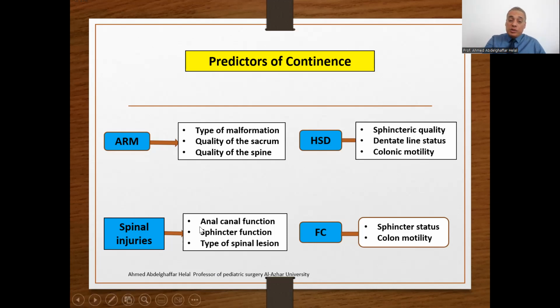Also, spinal injuries. It's very important. The anal canal function after spinal trauma or injury, the sphincteric function, the type of the spinal lesion are very important predictors for continence. Regarding functional constipation, some surgeons termed it idiopathic constipation. Sphincteric status is very important, and colon motility also is very important. So these are the predictors for continence, so that the pediatric surgeon can predict in advance which child may have affections regarding the bowel control.